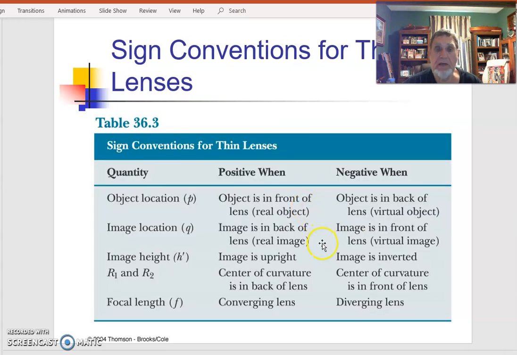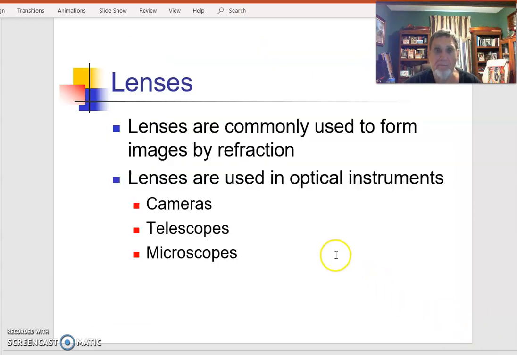Same conventions. P is positive for a real object. Q is positive when it's real, negative when it's virtual. Instead of front and back, I just tend to think about those when I work problems. So let's look at ray diagrams.